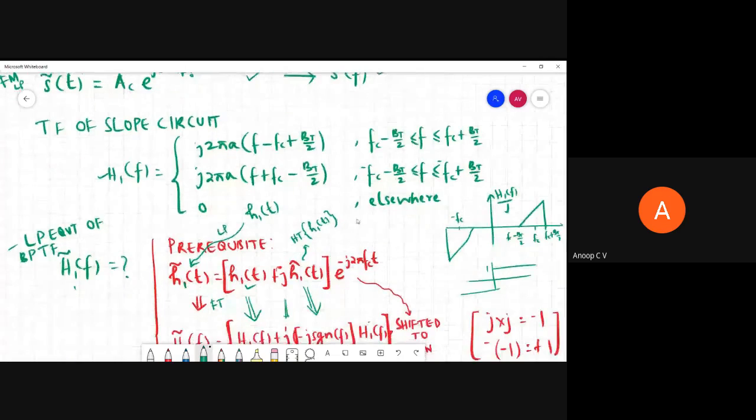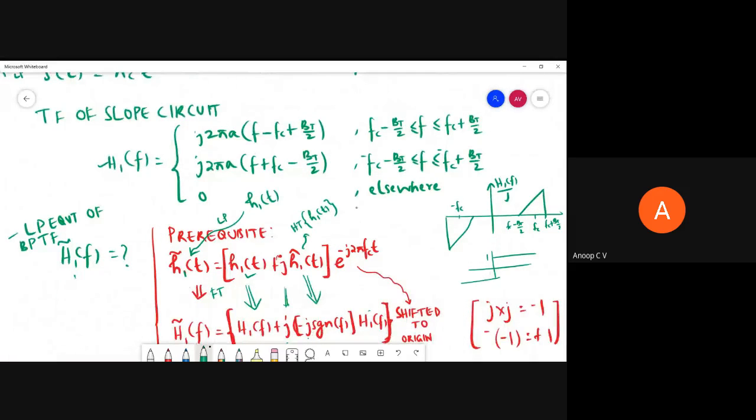Now we will come back to the transfer function of the slope circuit. We have seen the transfer function of the slope circuit. It is purely imaginary. Because of that, we have j times whatever be the magnitude, and it is defined over a prescribed interval. Our prescribed interval is centered around plus fc and minus fc: a frequency range of BT hertz around plus fc, and a frequency range of BT hertz around minus fc. That is fc minus BT by 2 to fc plus BT by 2 on the positive side, and minus fc minus BT by 2 to minus fc plus BT by 2 on the negative side, and it should be 0 elsewhere. We have even plotted it. The plot of h1 of f by j was like this. You can see this can act as a frequency discriminator.